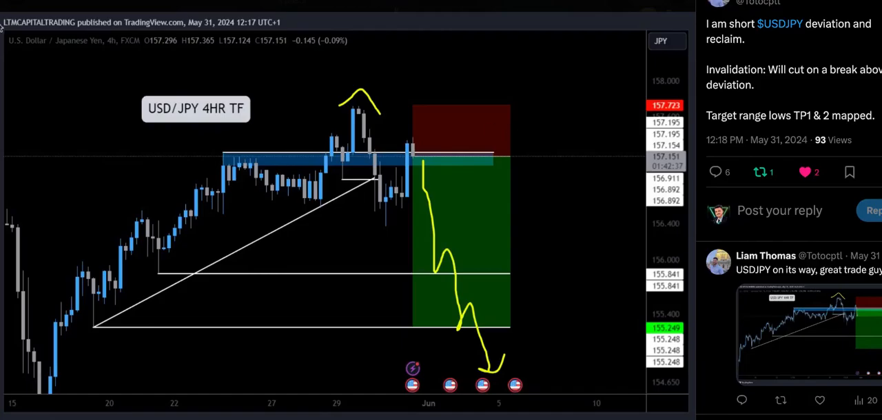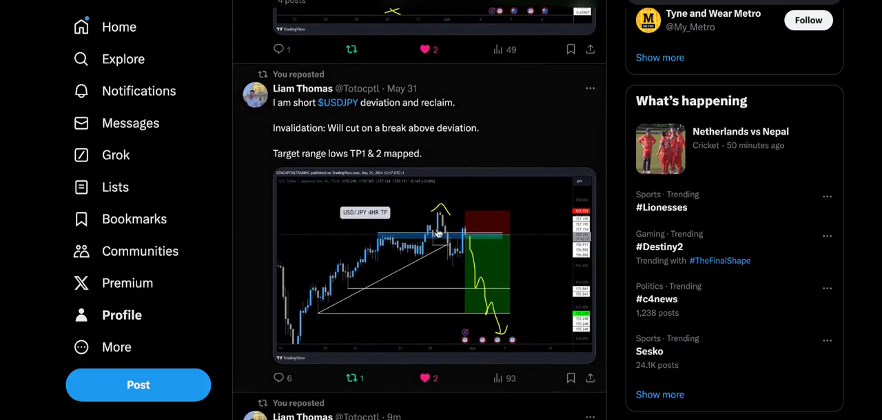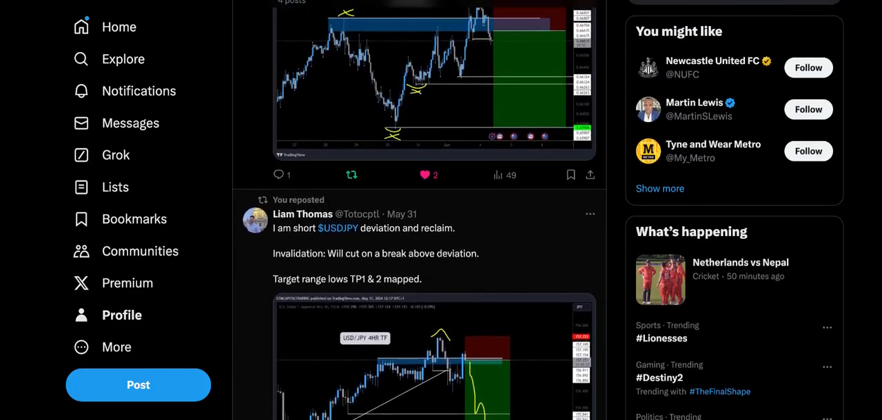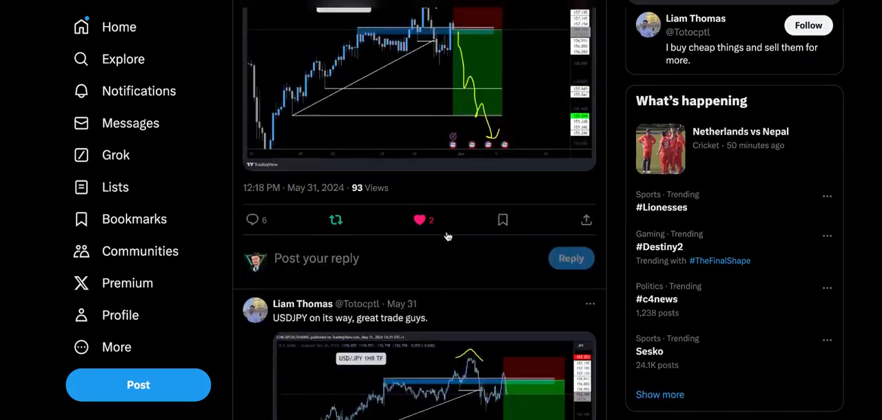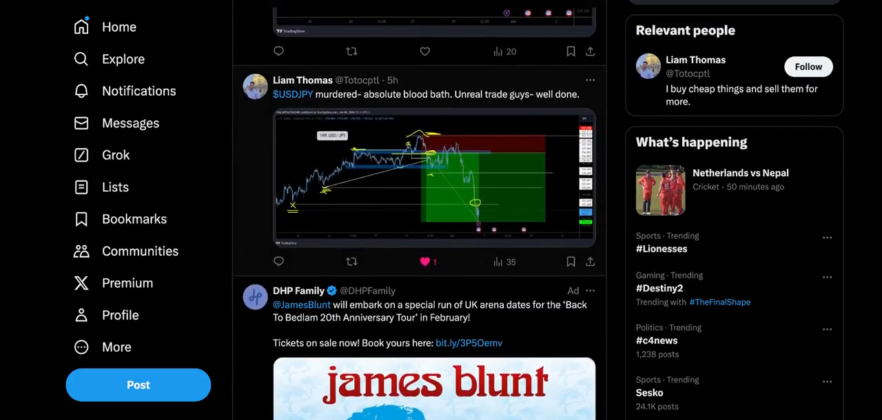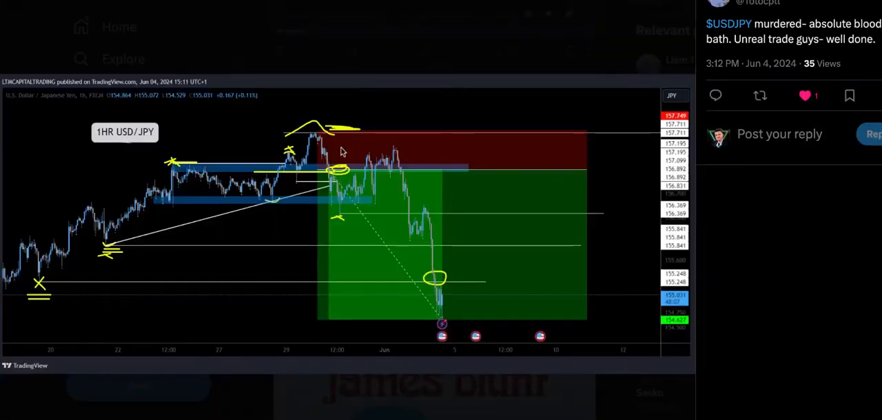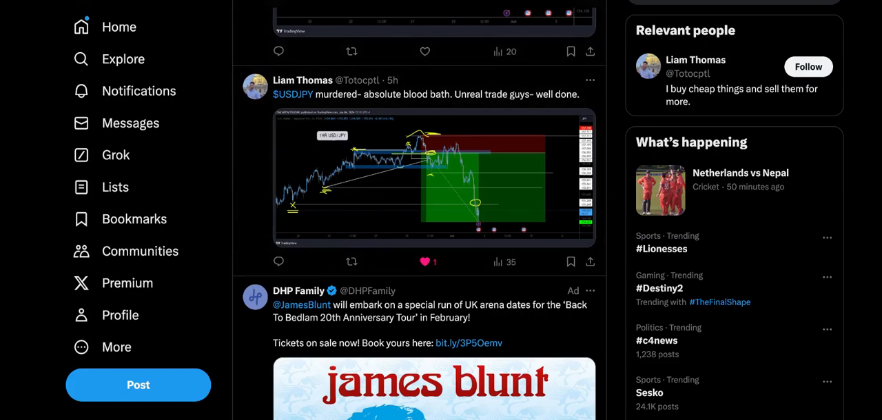So this was called in real time on my Twitter, and it's also been posted in my Telegram group, and you can see the end result here. These are the receipts that come with this, and you can see this was the outcome of the trade. The entry was shared in real time, and this is the outcome, smashing a 1-3 risk to reward on this setup. So let's just jump straight in.